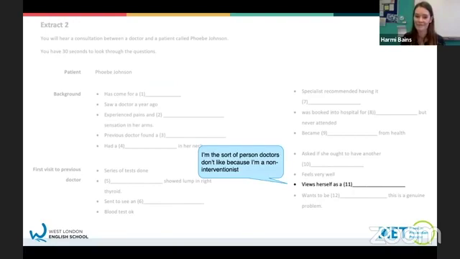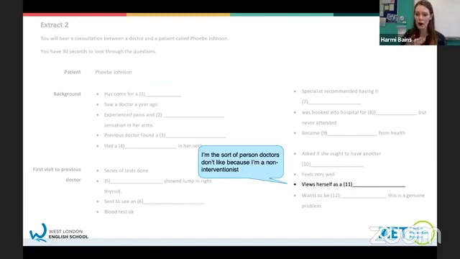What do you mean by non-interventionist? A non-interventionist is someone who doesn't want any kind of medical help. They're saying, okay, I found a lump, but it's not causing me any problems, so why should I do anything about it? She's saying doctors don't like her because she's a non-interventionist. So she views herself as a non-interventionist.